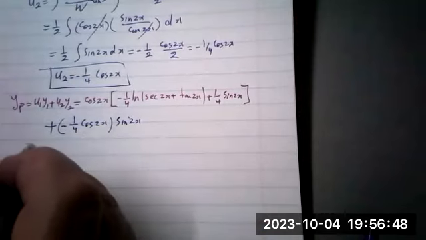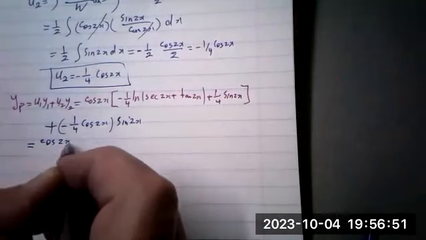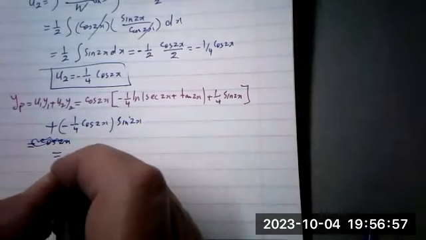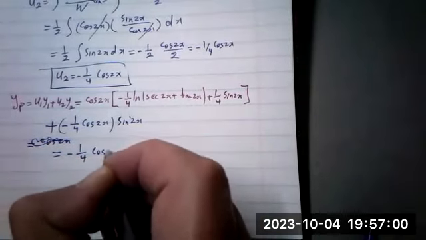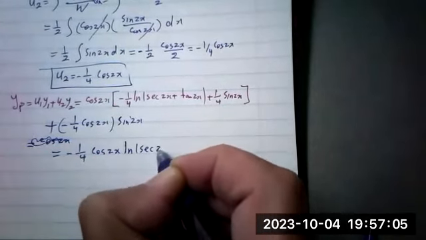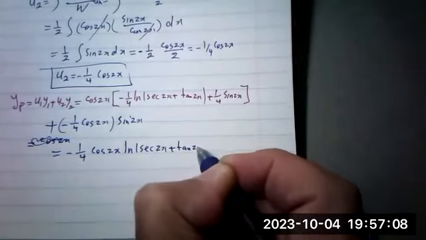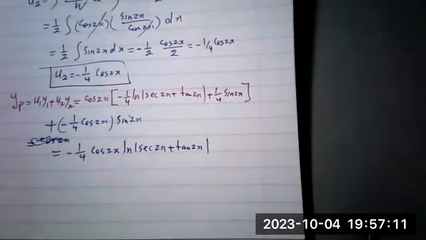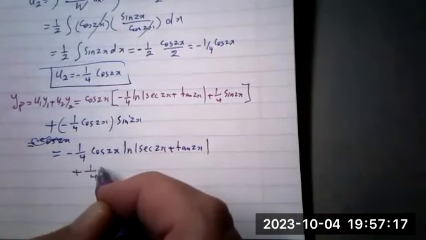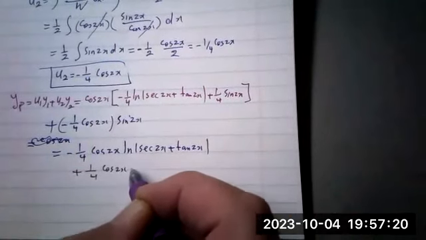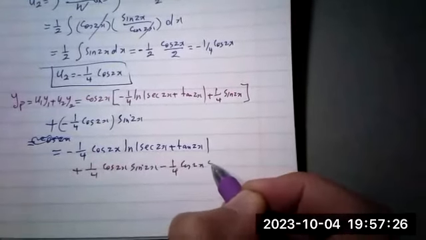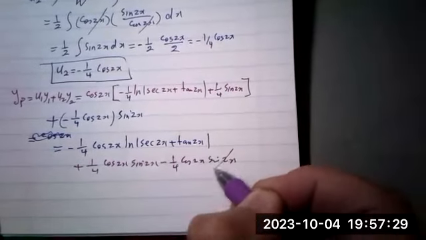So this is going to be equal to, you get the cosine of the 2x. Okay, I put it all together. This is it: negative quarter cosine of the 2x, times ln of the absolute value of the secant of the 2x plus tangent of the 2x. Everything else will cancel out, because you get these two together, it's a plus a quarter of a cosine of the 2x, sine of the 2x, and you have a negative quarter cosine of the 2x, sine of the 2x. These two will cancel out.